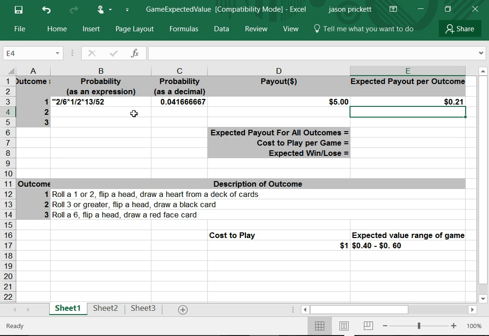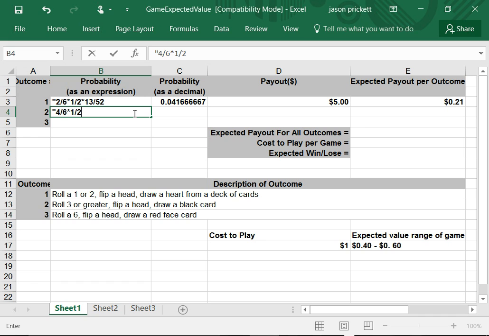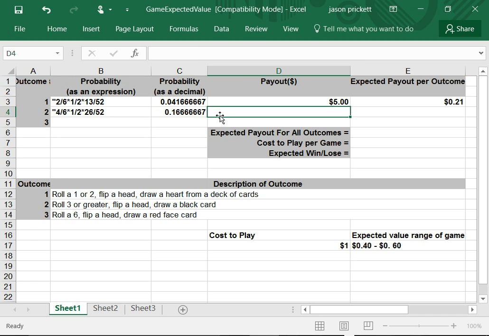Now, you repeat this again for the next two. So I'll do the next one. Roll of 3 or greater. Again, write the expression with the quotation just so it doesn't think it's a formula. 4 divided by 6 times, again, 1/2 for the flipping of a coin, and times drawing a black card. Well, that's half the deck, isn't it? So that's 26 over 52 if you want to do it that way, or just a half. Again, recalculating that probability by multiplying all those together, 0.1666667. Okay, there it is.